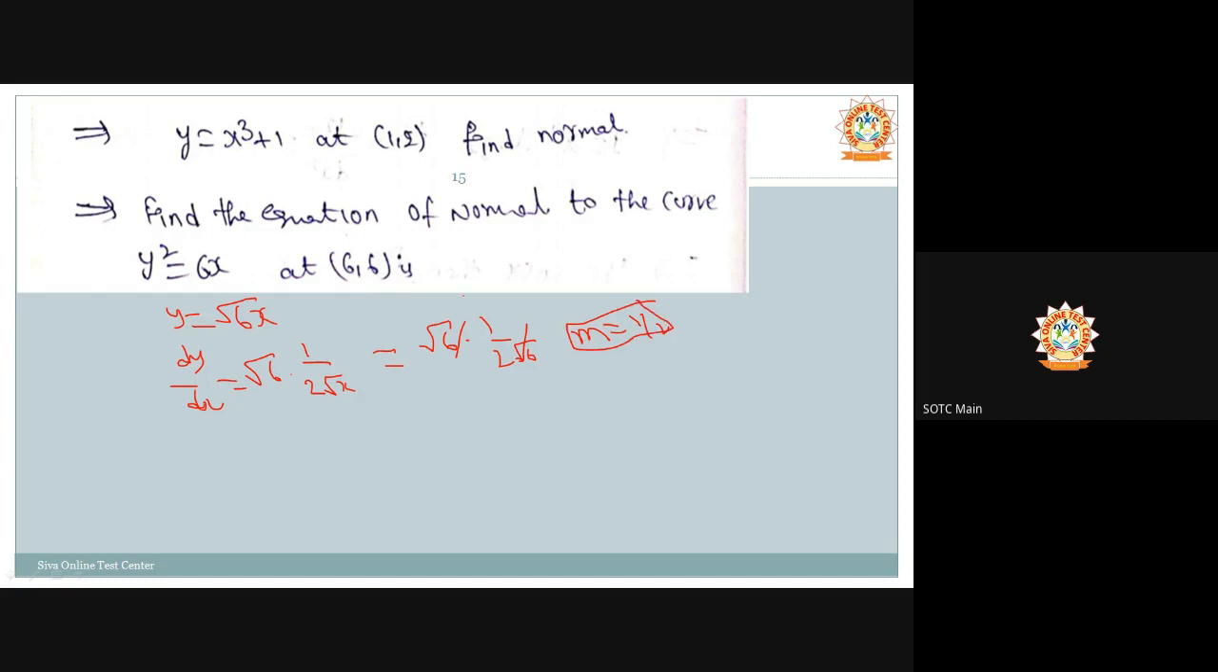Right? So as this is an equation of normal, it will come y minus y1, which is 6, equal to minus 1 by m, that is minus 2, into x minus x1, which is 6 again. So y minus 6 is equal to minus 2x plus 12. Right? So take this minus 2x and plus 12 to this side. 2x plus y minus 6 minus 12 will come minus 18. That is equal to 0. Clear?